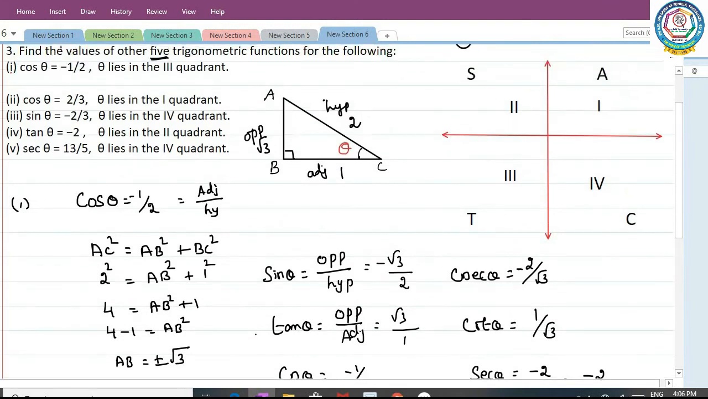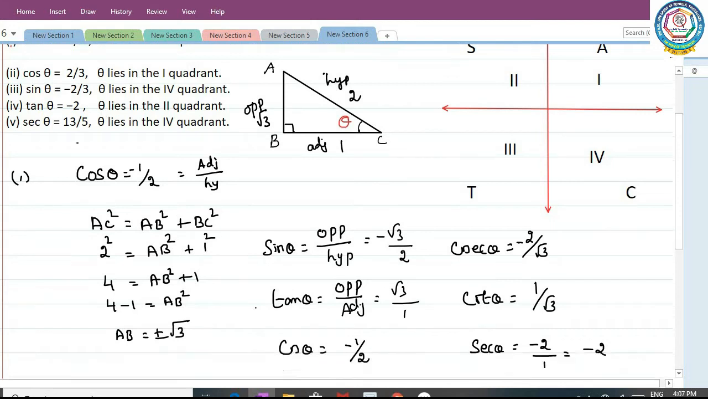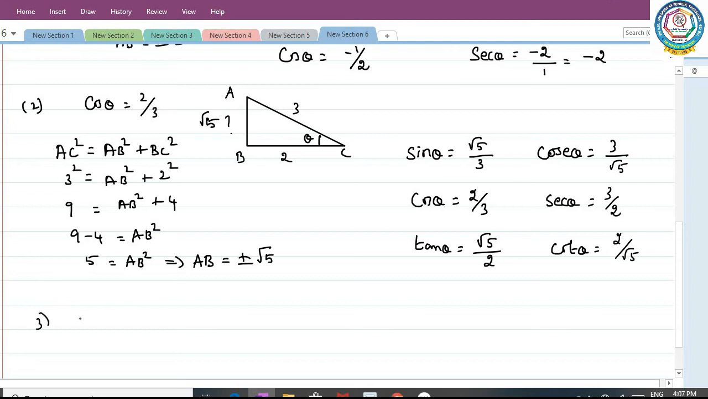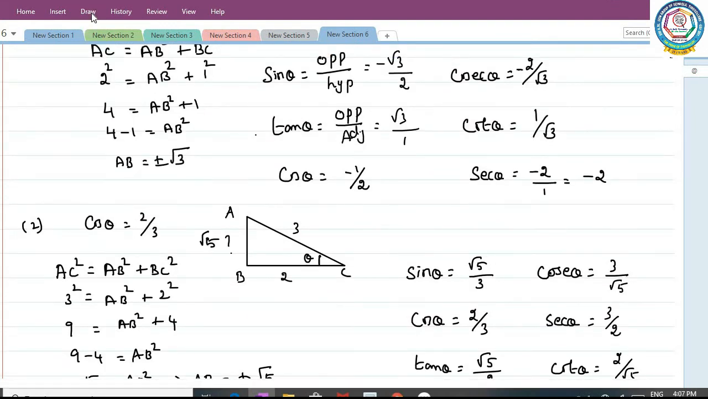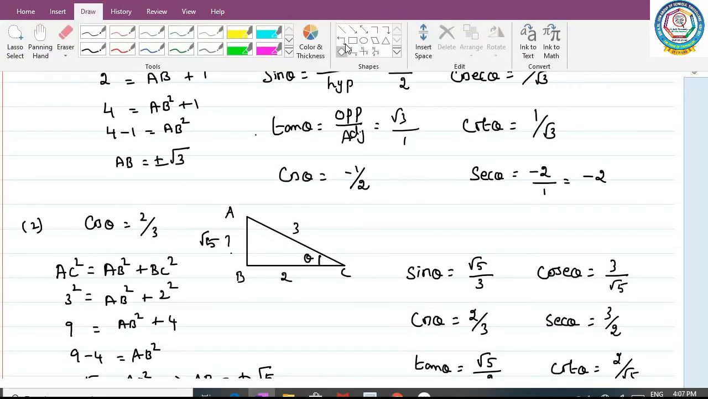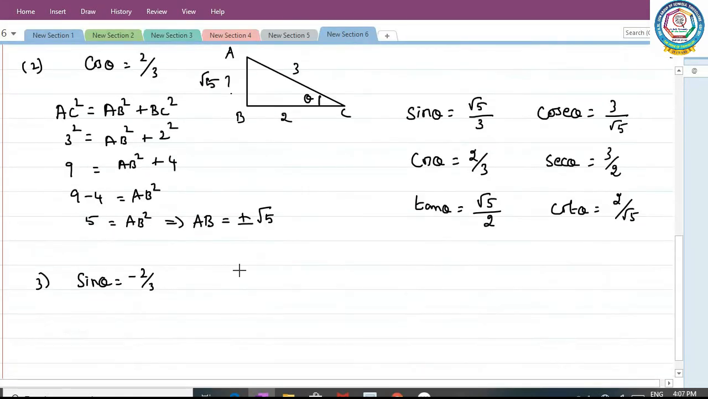Next, sum number 3. So what is the question given? Sin theta is equal to minus 2 by 3. Theta lies in fourth quadrant. Here theta lies in fourth quadrant. In this place, cos theta and its reciprocal secant theta are only positive. The remaining 4 trigonometry ratios are negative. So third subdivision, sin theta is equal to minus 2 by 3. So here we have to find out the other sides by using a right angle triangle.